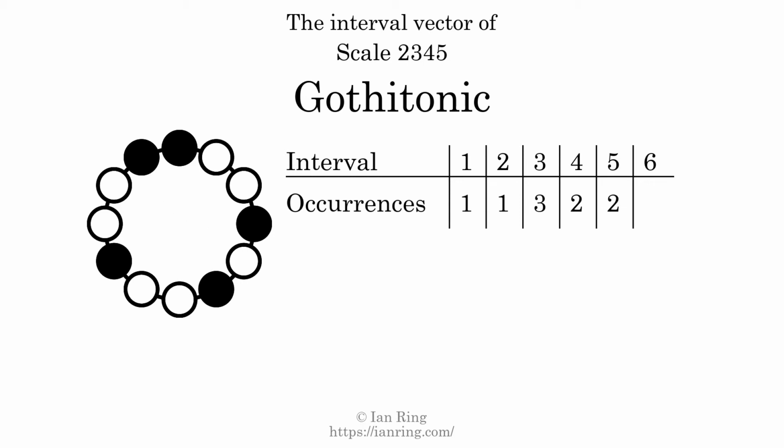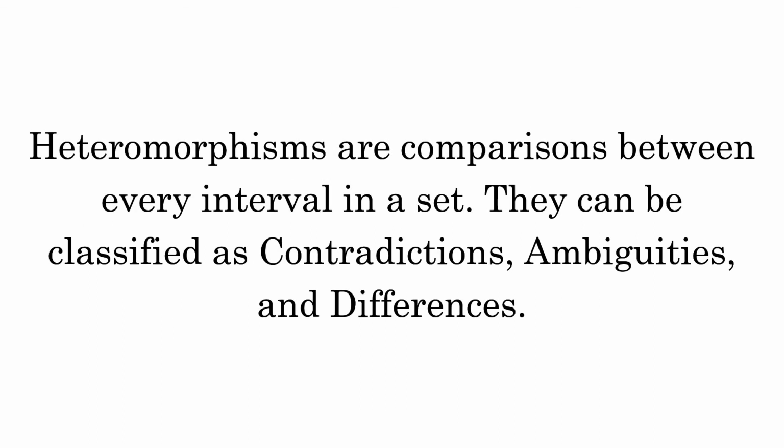There are 2 intervals with a size of 5 semitones. They are here, and here. There is one interval with a size of 6 semitones. It is here. Each interval does not appear in this scale a unique number of times, so this is not a deep scale. Heteromorphisms are comparisons between every interval in a set.